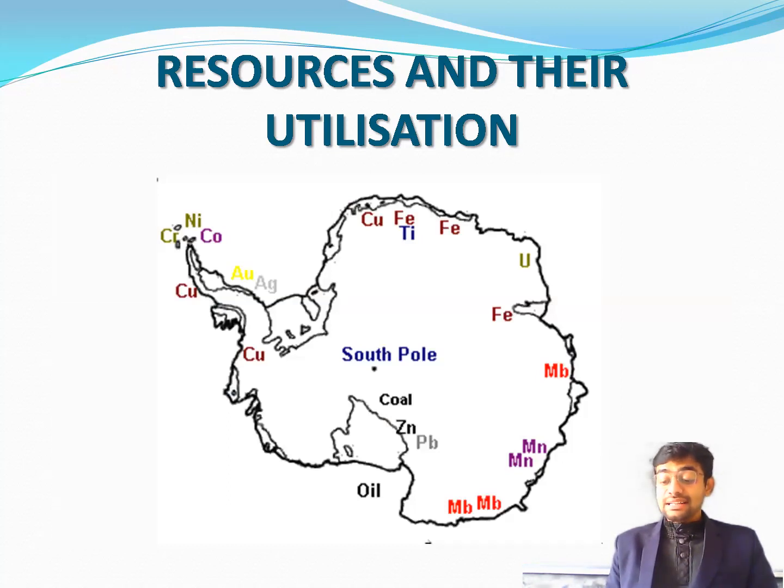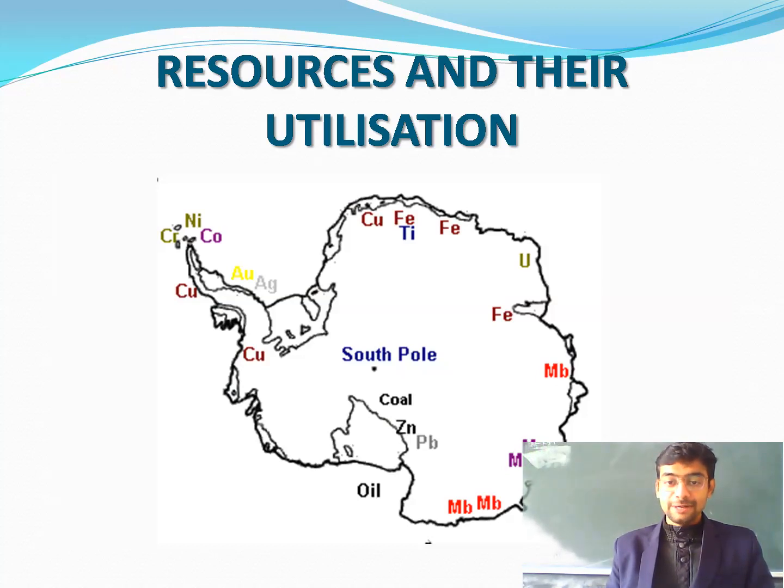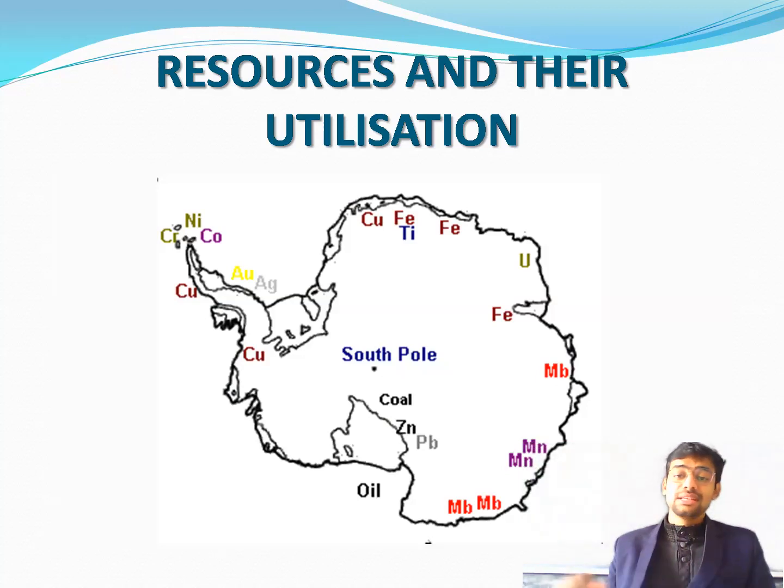Actually, the sea around Antarctica has a huge number of krill. Before that, we need to see this page, this diagram. Here you can see the map of Antarctica and the deposits of different minerals. Here you can see coal, zinc, uranium, then ferrum. Ferrum means iron, titanium, nickel, chromium, silver, everything. You can see the diagram of the resource deposits in Antarctica.